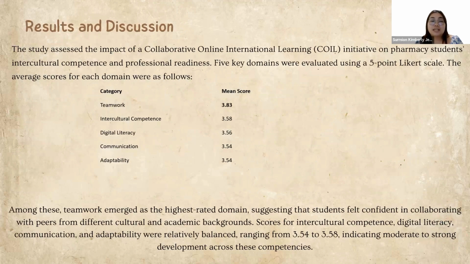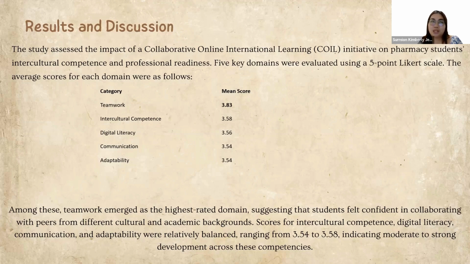So the results: the study assessed the impact of the collaborative COIL initiative on intercultural competence and professional readiness. Teamwork scored 3.83, which is the highest, meaning the students, even though they are from different countries and different time zones, developed teamwork. They have different languages, and one thing we encountered during their COIL program is that communication is a bit low at 3.54, because students in Thailand were taught English during college, whereas here in the Philippines, we are taught to speak English as early as elementary or basic education.